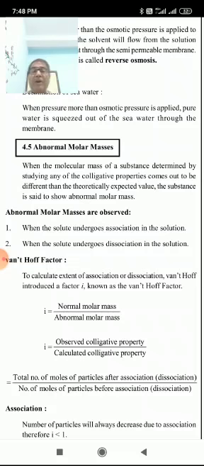Now, abnormal molecular mass. As we know, when we dissolve a solute in a suitable solvent, either the solute particles dissociate or associate.